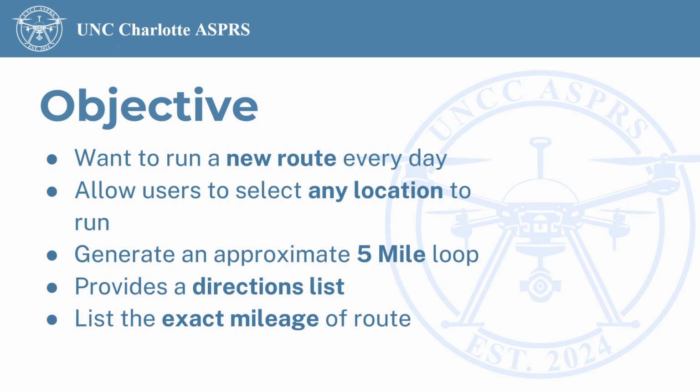So Ethan and I's objective was, we're both pretty casual runners, and we want to build something that encourages us to run. So we want to run a new route every day, as well as allow users to select a location to run anywhere in continental US. And we want to generate an approximate 5-mile loop. So just a randomized 5-mile loop. And along with that, we want a directions list. I don't want to get lost, which is pretty good, I think. And we want something that lists the exact mileage of the route, so we know how much we've run.